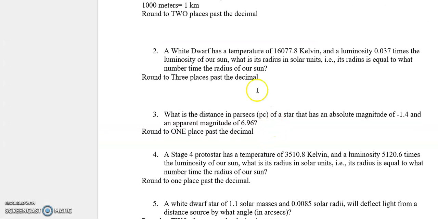So here's our next problem. We have a white dwarf, and it has a temperature of 16,077.8 Kelvin. Its luminosity is 0.037 times the luminosity of our sun. What is the radius in solar units, that is, the radius is equal to what times the radius of our sun, and it says round to 3 places past the decimal. All right, so let's do this problem.